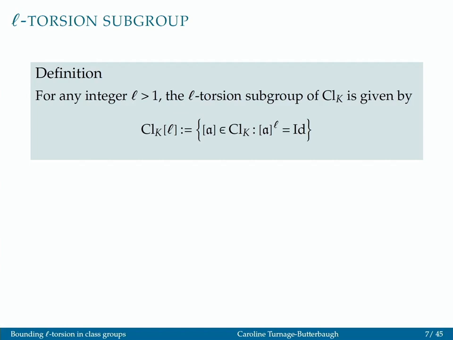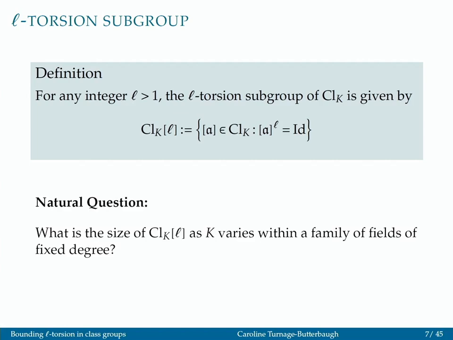So for any integer L, you can define the L-torsion subgroup of the class group in the following way. So we're looking at all of these ideals in Cl_K that satisfy this property for the given L. L is fixed. And so a natural question you might ask is, what's the size of this L-torsion subgroup? You might ask that for a specific K, or you might ask it over an appropriate family of fields K: what kind of bounds can you get?